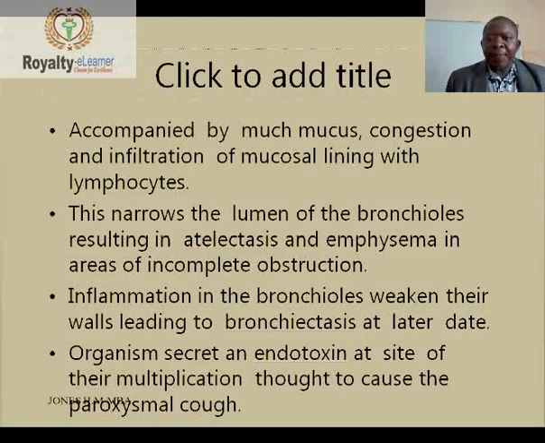This is accompanied by congestion within the respiratory tract because of the inflammation cascade, and we see much mucus, congestion, and infiltration of the mucosal lining with lymphocytes. This may narrow the lumen of the bronchioles and result in a condition we call atelectasis, and emphysema in areas of incomplete obstruction. Inflammation in the bronchioles weakens their walls, and this may lead to bronchiectasis at a later date. The organism is believed to secrete an endotoxin at the site of multiplication that is thought to cause the paroxysmal cough.